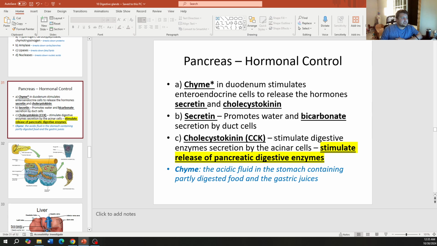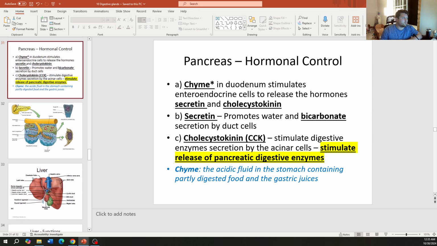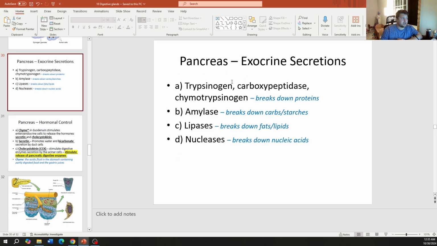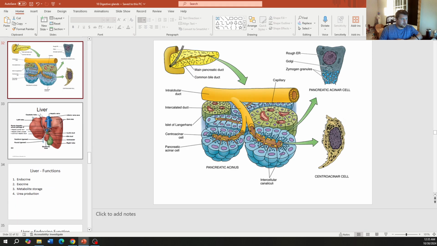Cholecystokinin is another hormone that stimulates digestive enzymes that are secreted by the acinar cells, so it stimulates the release of pancreatic digestive enzymes. So what we really need to know is the specific hormones and what they do. Secretin is paired with bicarbonate release, cholecystokinin with the release of pancreatic digestive enzymes, such as all of these. Just a picture of this whole process as a whole. You don't need to worry too much about this specific picture.